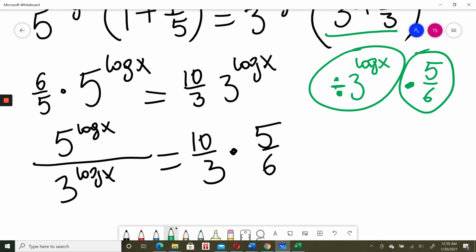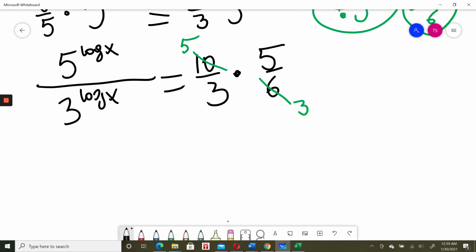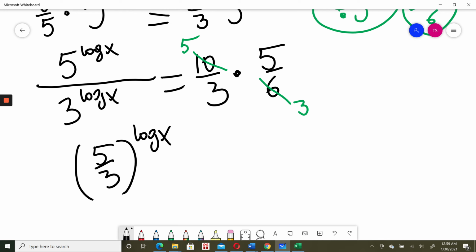Now I can simplify 10 and 6 by 2. Half of 6 is 3. Half of 10 is 5. So continuing, I can write the left side, because we have the same power, as 5/3 to the power of logarithm x. And on the right side, I can see at the top I have 5 squared in the numerators. In the denominators I have 3 squared, because 3 times 3. So I can write it as 5/3 squared.